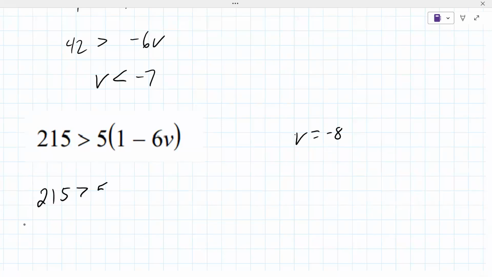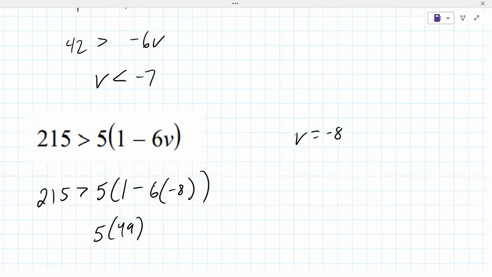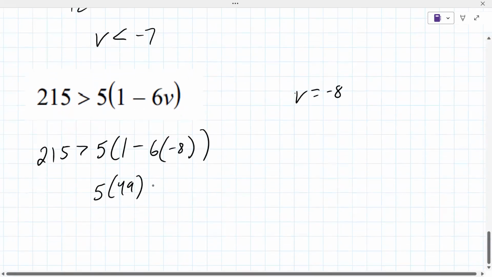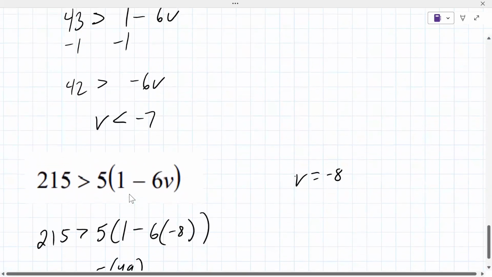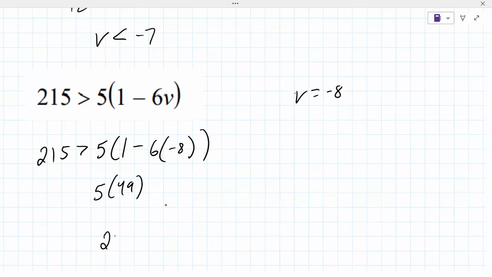Now, this is not like a full proof or anything like that. It's just kind of like a reasonableness check of your answer. So 6 times -8 is -48. That negative makes it positive. So 1 plus 48 is 49. 5 times 49 is, give me a sec. Well, it's 245. And this is not true.